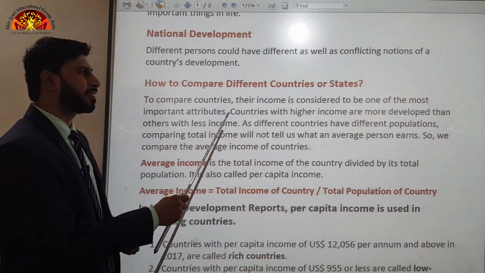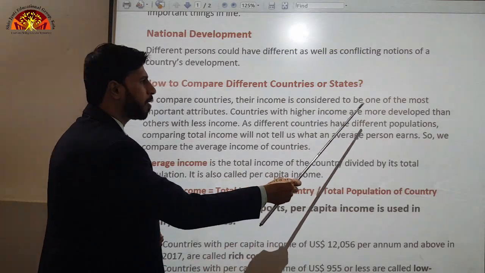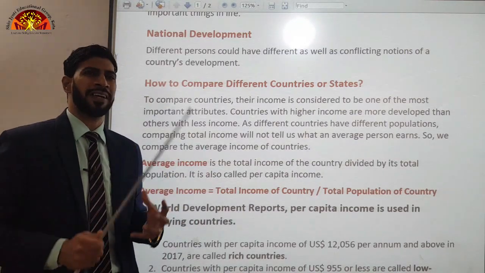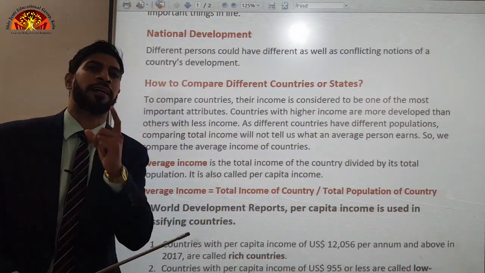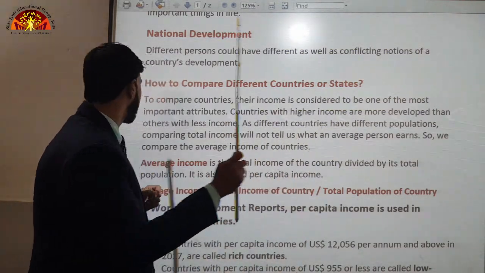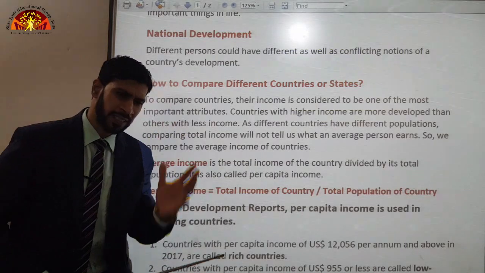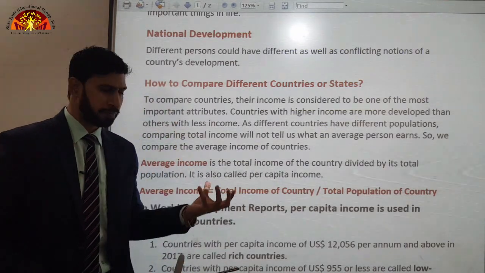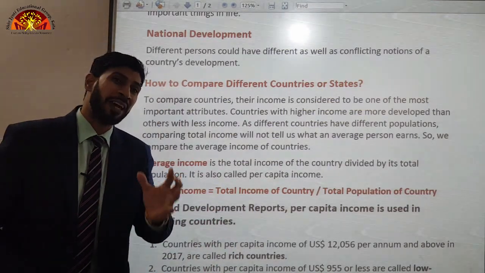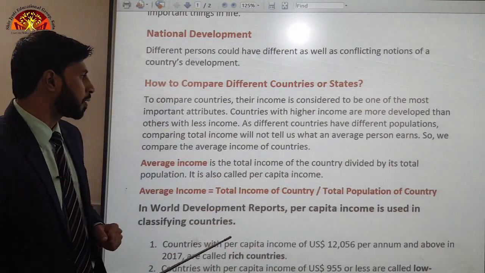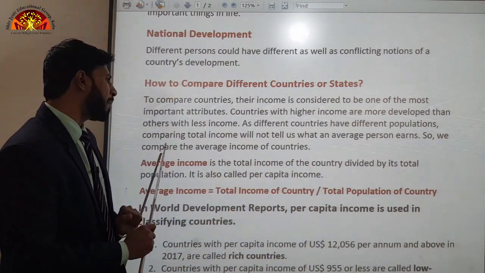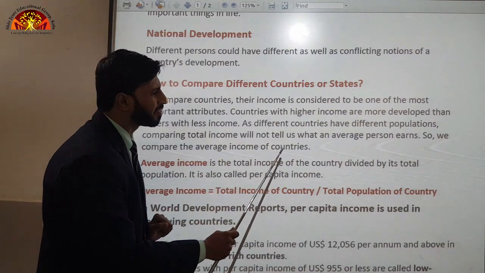To compare countries, their income is considered to be one of the most important attributes. States और countries इनको compare करने के लिए जो सबसे important चीज देखी जाती है वो है income. Fine. Now, countries with higher income are more developed than others with less income. ये माना जाता है जिस भी कंट्री का इनकम ज्यादा है वो ज्यादा डेवलप्ड है compared to those countries which have less income.